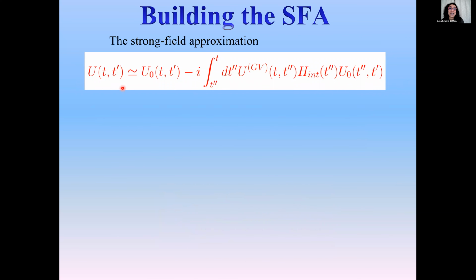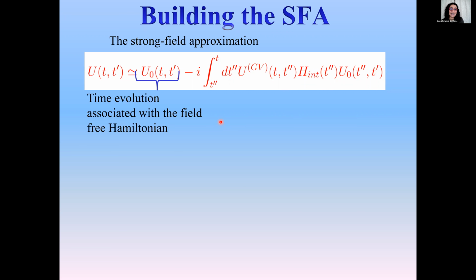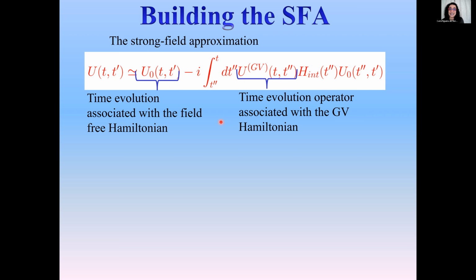Okay, so what you do with the strong field approximation, which sounds kind of insane, but it works, is you mix the two perturbative series. When you had the integral equation for the full time evolution operator, you replace it by the Gordon-Volkov time evolution operator, which means that U0 is associated with the field-free Hamiltonian. This is associated with the Gordon-Volkov Hamiltonian, and we still have this interaction here. But because we made this assumption, it's not a perturbation with regard to the field.